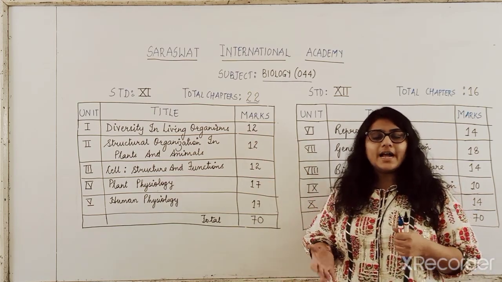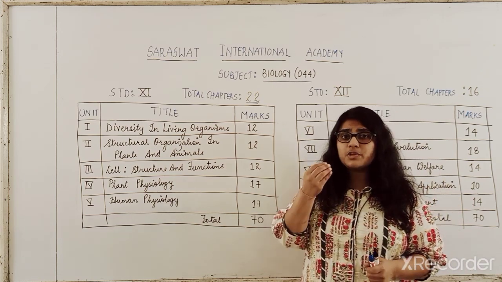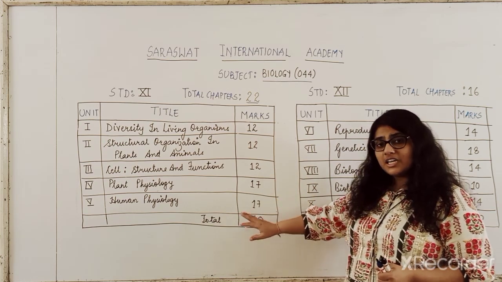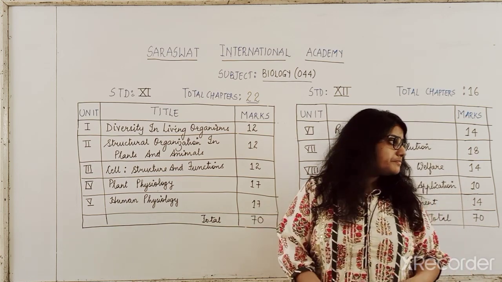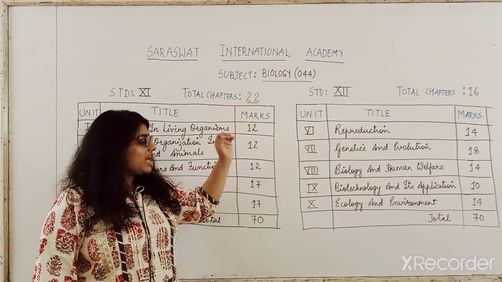So at the end of the exam of your 11th standard, the annual examination which will be conducted in 11th standard will be of how much marks? It will be of 70 marks. Clear, students? Now let us study the remaining 5 units.